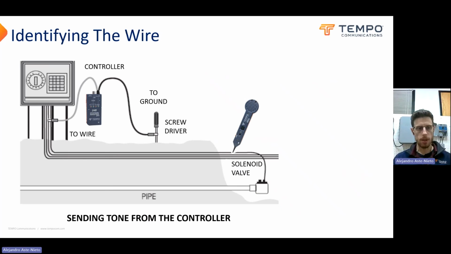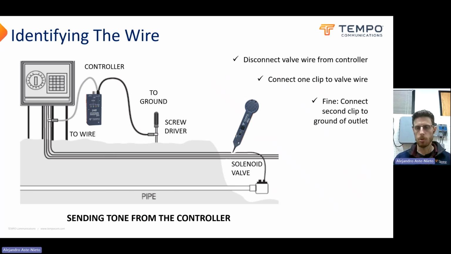So what this looks like, if you're toning from controller to valve, you'll stick one of these clips onto your valve wire. The other one you can clip to the ground of an outlet in a pinch if you're in a basement or a garage. But better yet, you might as well just clip it to the common wire. What that means is you'll have tone on both wires, common and valve. But hopefully your common wire will be a different color and you'll know one from the other.